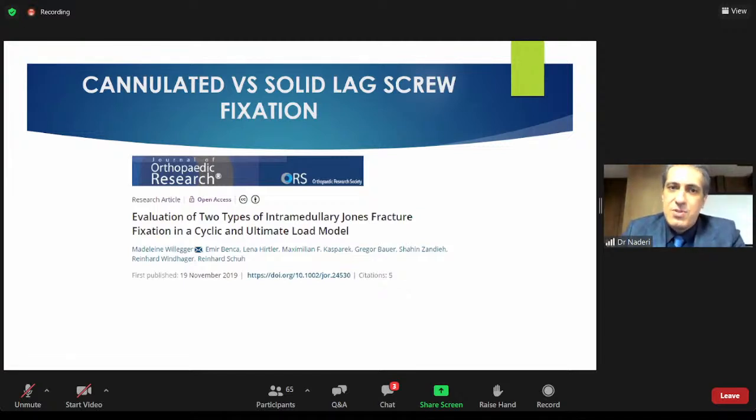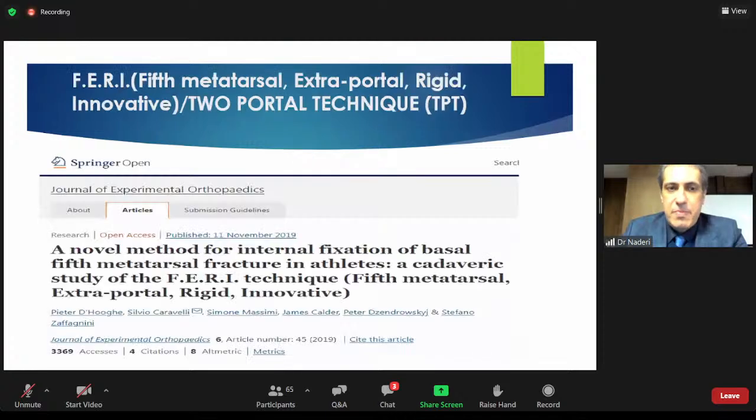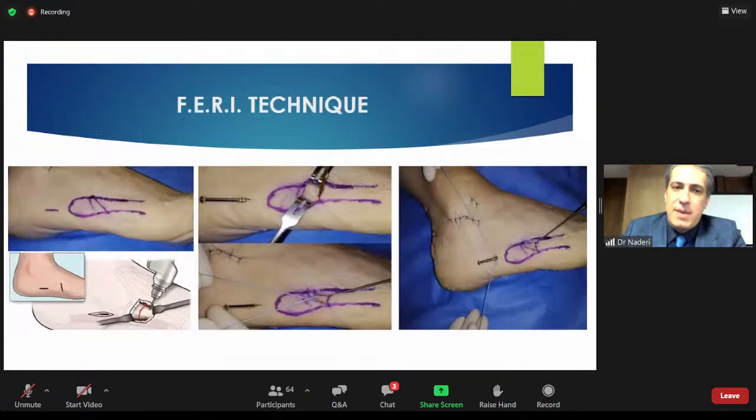It's an in vitro study. In this study, it has been proven that cannulated screws are as solid as lag screws for the fixation of these fractures. There is another technique for this fracture, the Ferry technique or two-portal technique, proposed by Peter Duke and Silvio Cravelli from Institute Rizzoli.